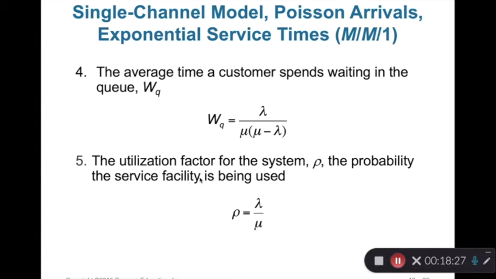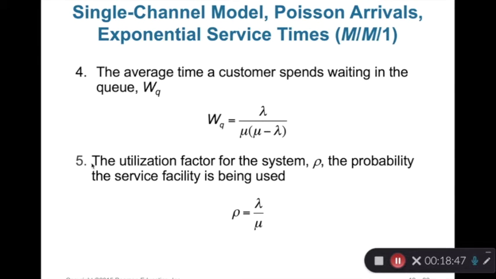And then number four, the average time a customer spends waiting in the queue, WQ. Again, this is about the queue and not about the whole system. WQ equals lambda divided by mu times (mu minus lambda).